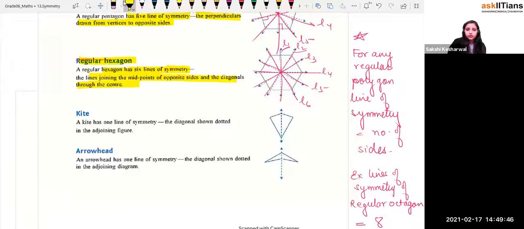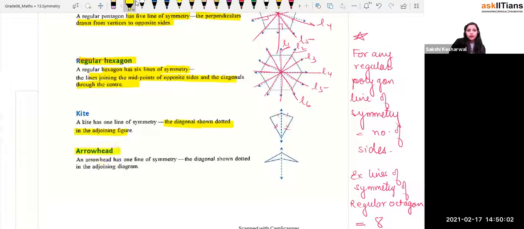A kite, if you see, means what? This side is equal to this side, and this side is equal to this side. So you see that there will be only one line of symmetry, which is passing through the diagonal. So it has only diagonal symmetry, right? Shown about the diagonal.